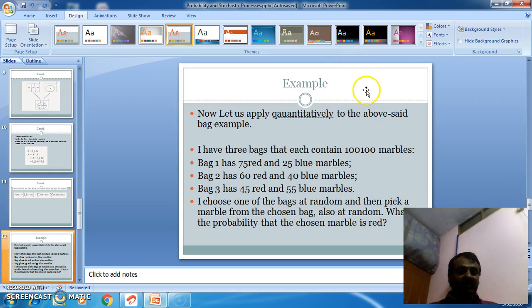Now let's see a quantitative example. Let's apply it quantitatively to the above said example. I have 3 bags that each contain 100 marbles. Bag 1 has 75 red and 25 blue marbles. Bag 2 has 60 red and 40 blue marbles. And bag 3 has 45 red and 55 blue marbles. I choose one of the bags at random and then pick a marble from the chosen bag, also at random. What is the probability that the chosen marble is red?